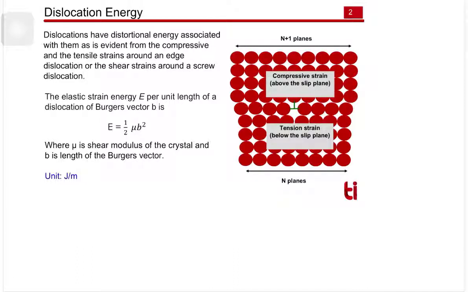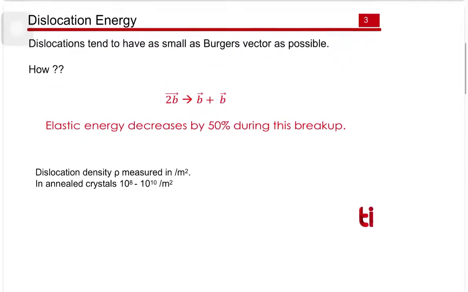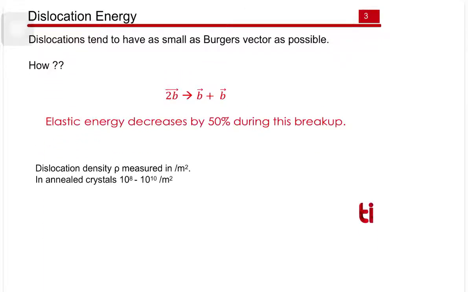So the total energy associated with one dislocation, we call it distortional energy, is represented by E equal to half of mu b square, where b is the Burgers vector and mu is the shear modulus of that material. Now regarding this dislocation energy, there is one thing which is written here, that dislocations tend to have as small a Burgers vector as possible. What does it mean?